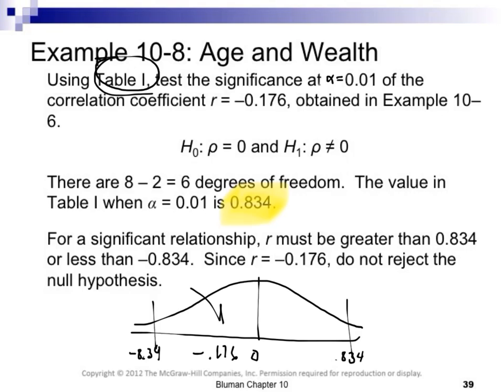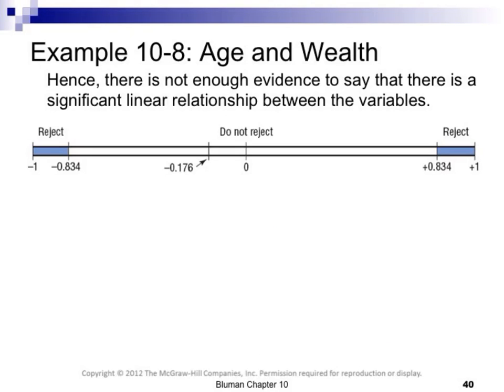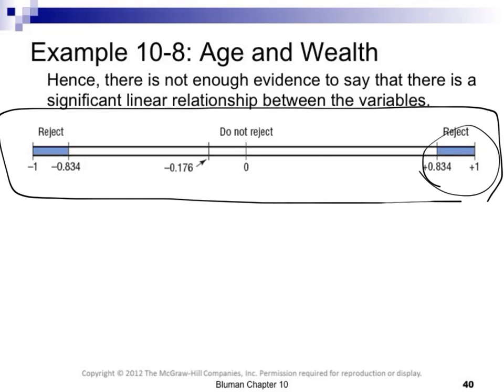So it is in the non-rejection region, and so we don't reject the null. What we're looking for in order to reject the null, just like always, is for our data to be out here in these two tails, and it's not. It's somewhere in that non-rejection region. So we do not reject the null, and there is not enough evidence to say there is a significant linear relationship between the variables. They didn't draw a bell curve here, they just drew the rejection regions out here on each end, and our mean 0 in the middle, with negative 0.176 falling, obviously, still in the non-rejection region. It's the same idea.